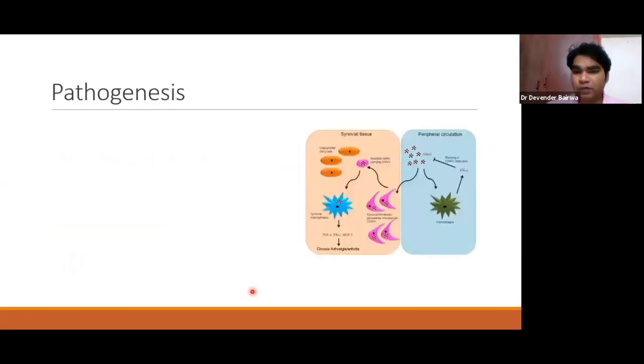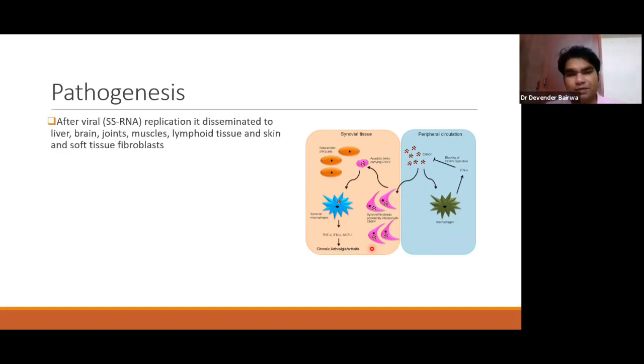Coming to pathogenesis, realize what happens whenever a mosquito bites somebody: there is inoculation of the virus, so the virus goes inside your body. Once inside, it will infiltrate multiple tissues like liver, brain, joint, muscle, lymphoid tissue, skin, and soft tissue fibers. Generally, when the virus has gone into the body and inside cells, NK cells and macrophages help kill these viruses.